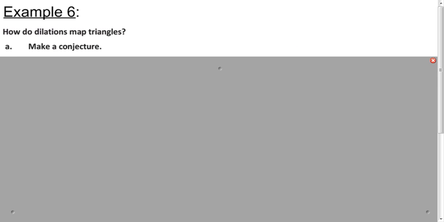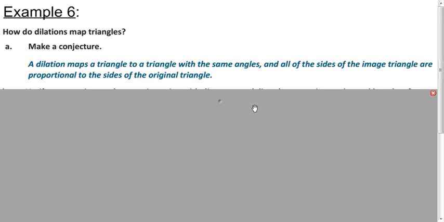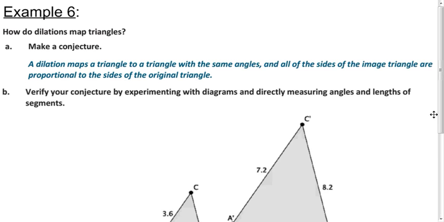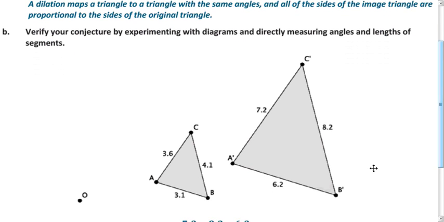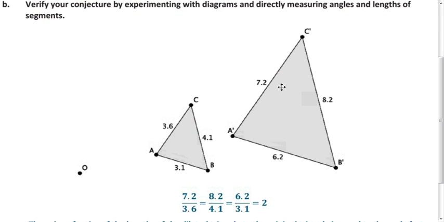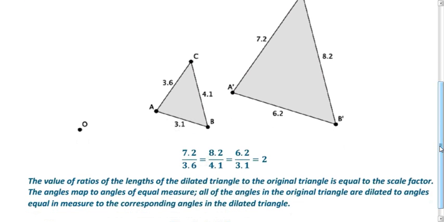What about triangles? What do you think happens when you dilate a triangle? Making a conjecture means make a hypothesis. That's all it means. Well, hopefully you still get a triangle. All the angles should be the same, and the side lengths will be proportional to the side lengths in the original triangle. So if we want to do an experiment, we can do a dilation with a triangle. So here is my dilation. And if we check all of the side lengths, they're all proportional to the lengths in the original triangle. And all the angles will be mapped to angles of equal measure.